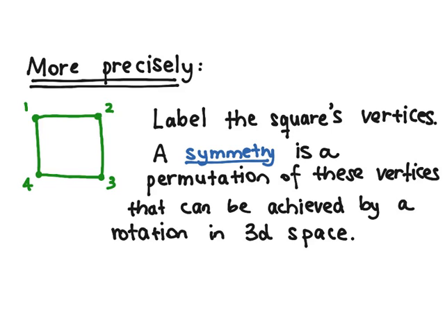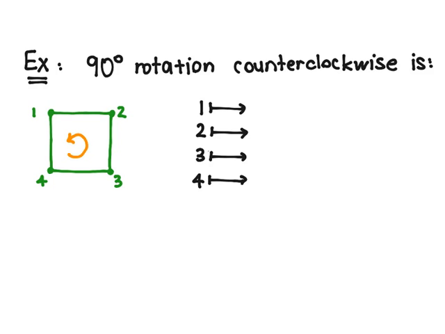Then with this labeling, I can describe a symmetry of the square as a permutation of these vertices, so a way of mixing them up, that can be achieved by a rotation of the square in 3D space. So what that means, in other words, is that if I want to tell you a particular symmetry that I have in my mind, I can do that by keeping track of where each vertex goes. Let me illustrate that with an example to try to make the point a little clearer.